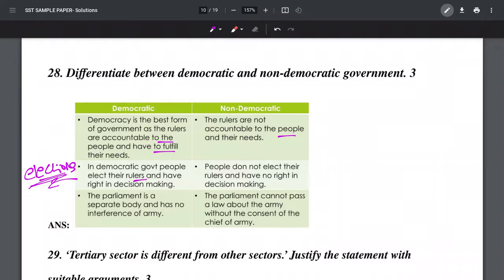The parliament is a separate body and has no interference of the army. Okay, parliament is the supreme, head body of a democracy. But in a non-democratic government, parliament cannot pass a law without the consent of the chief army. So anything about the army cannot be gone with the parliament, only through the chief army. So there are the basic three differences, isn't it? It is a 3 mark question, so I give three differences.